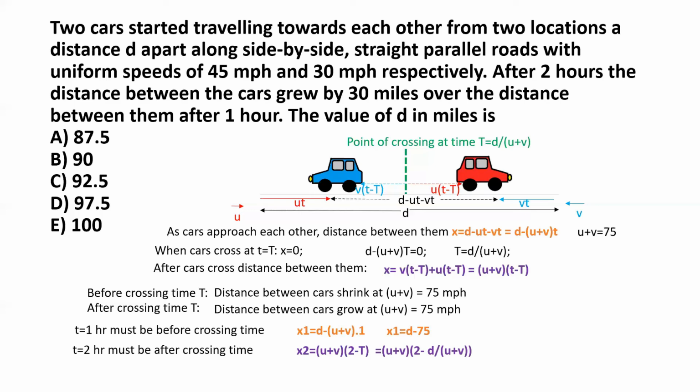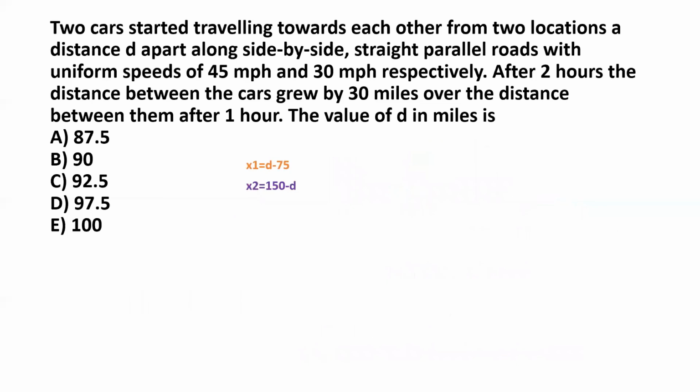So we substitute that, and then we take the parenthesis out, we do some simplification, and we get 2 multiplied by u plus v minus d, and u plus v is 75, so this becomes 150 minus d. So the distance x2 after 2 hours is 150 minus d, and the distance after 1 hour, x1, is equal to d minus 75. So these two are important results, right? And we clean some space up here, and we carry over these important results.